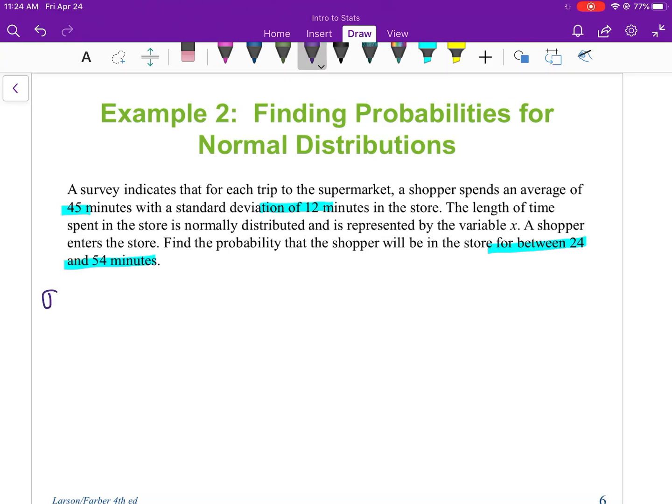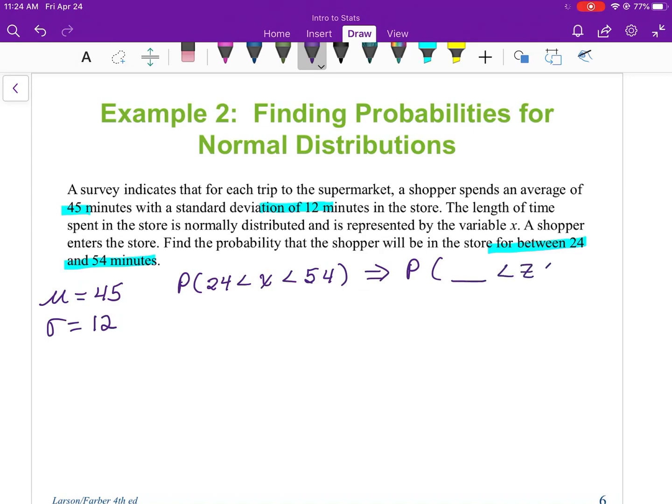So the mean is 45. Standard deviation is 12. All right, so we're looking for the probability that the person's there between 24 and 54 minutes. So what is that in terms of a z-score? It's something is less than z is less than something else. So we're going to find the z-scores.